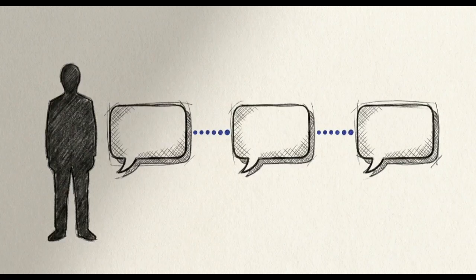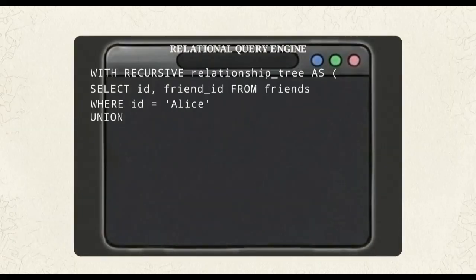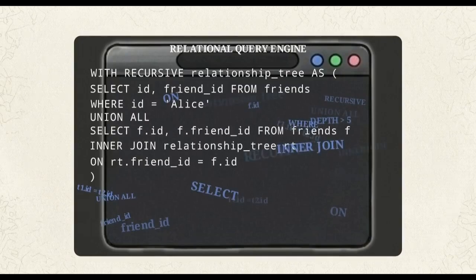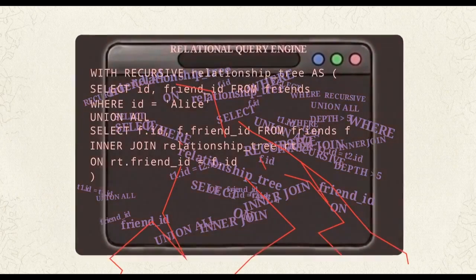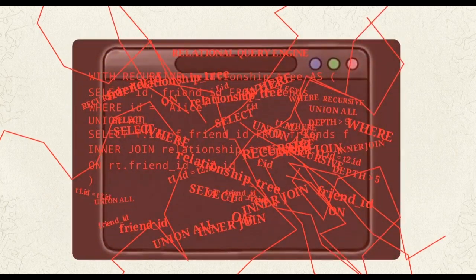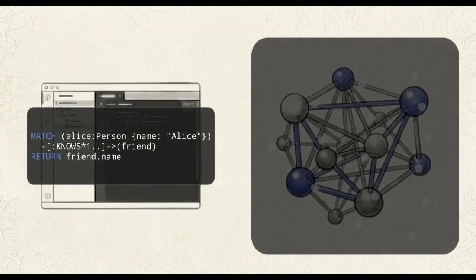Try finding a friend of a friend of a friend using standard SQL. Querying variable depth relationships requires recursive common table expressions, which are mathematically awkward and computationally expensive for deep chains. Graph databases solve this using declarative query languages, like Cypher, which provide an elegant syntax for deep traversals.